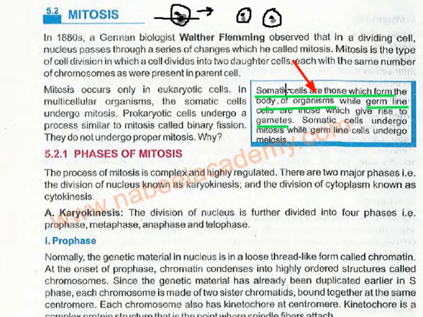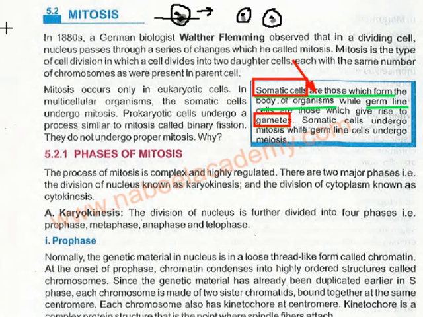So somatic cells and gametes, these are two important things. Gametes, what are gametes? That we will be studying later. Somatic cells undergo mitosis, while germ-line cells undergo meiosis. We will be studying gametes in meiosis. Now just think about somatic cells. The gametes are the reproductive cells, so the reproductive cells have meiosis. Meiosis is related to the gametes, and mitosis is related to the somatic cells.